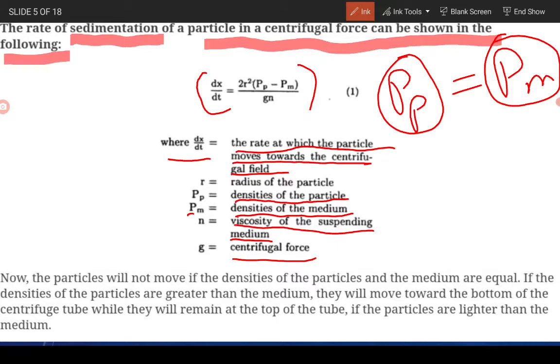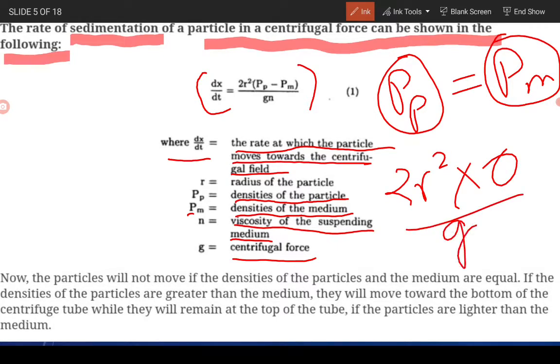This will go 0, right? 2 pi r square into 0, this would happen, divided by gn. So when the whole equation will be equal to 0, dx by dt will become 0. So in that case, the particle will not move if the density of the particle and the medium are equal, right? The particle would not move at all if the density of the particle and the medium becomes equal.